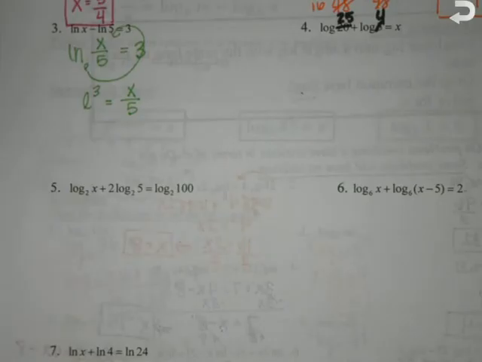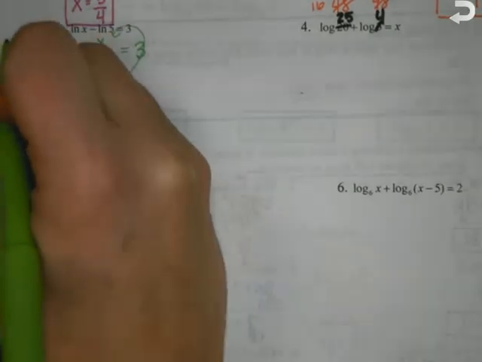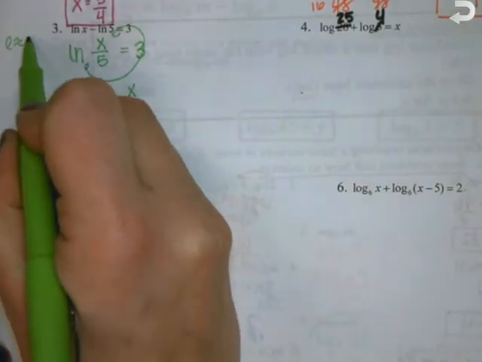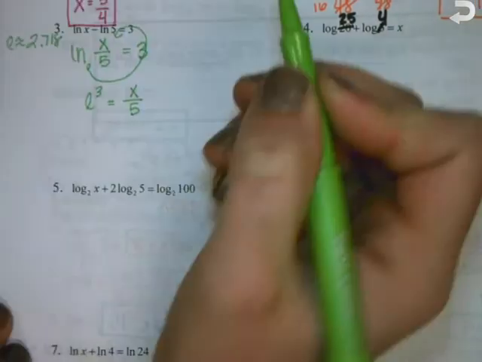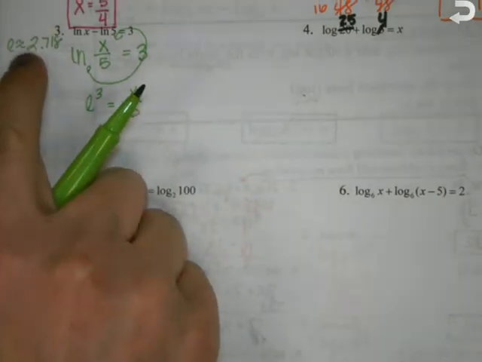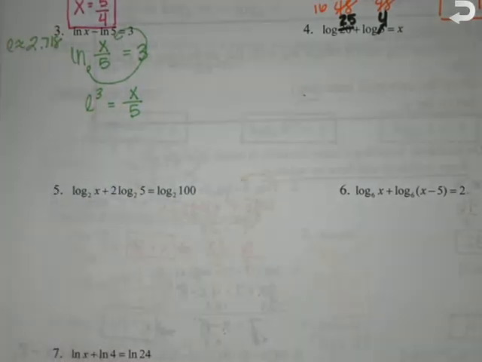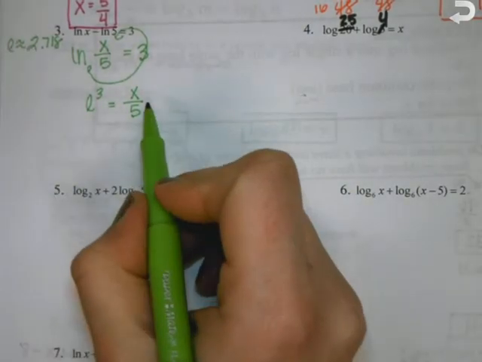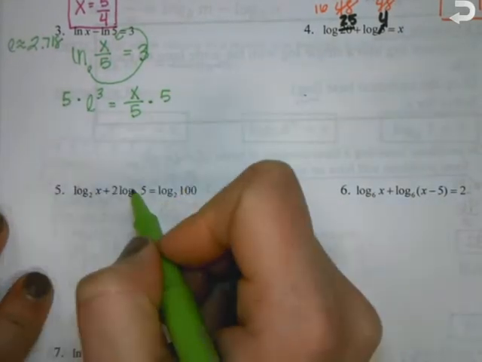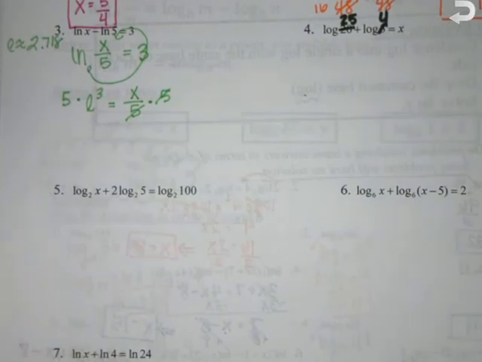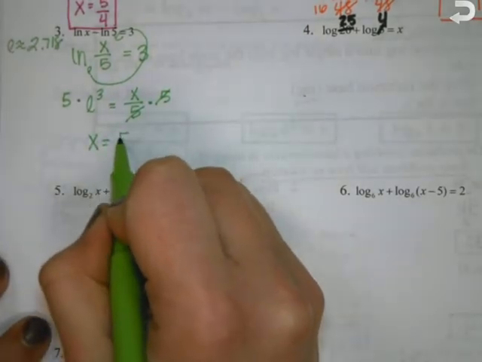And remember, we can just leave our, does anybody remember what e equals? E is about equal to 2.718. Don't ever plug it in. Just leave your answer in terms of e. So e is a number, so we can just leave our answer as e. So to solve for x, what do I need to do? Multiply both sides by 5. So these 5s cancel. So my answer is x equals 5e cubed.